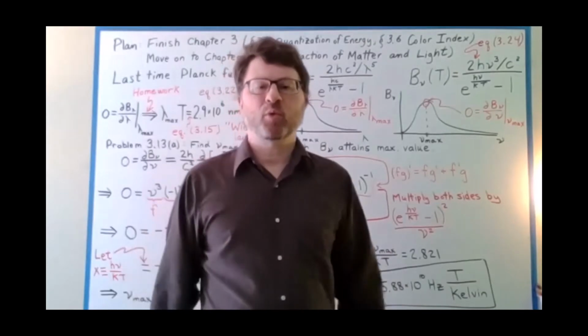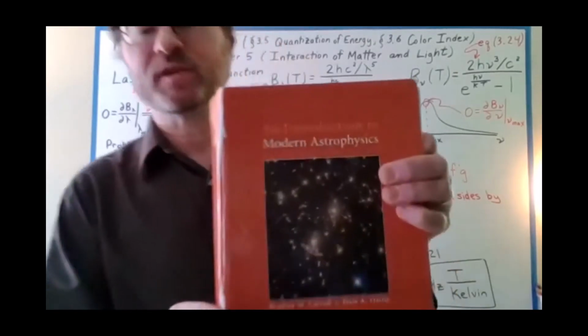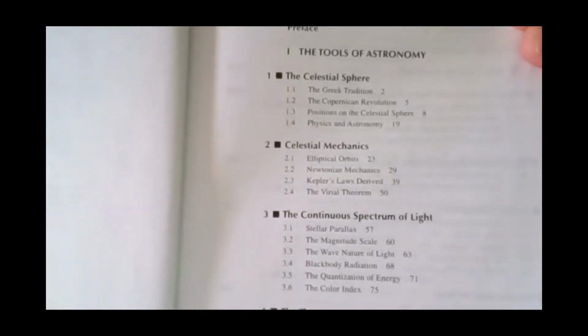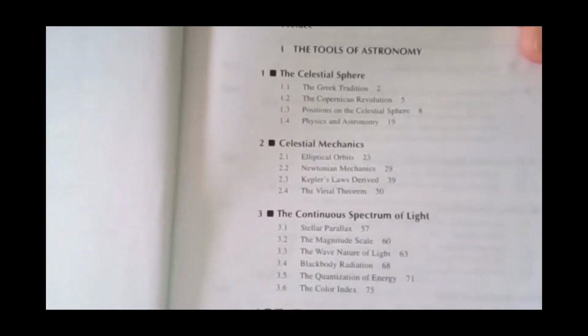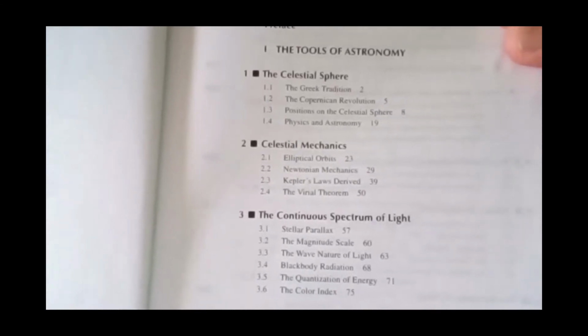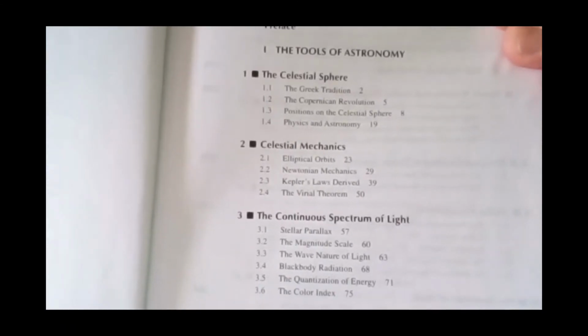You'll remember that we've been working our way through chapter three of this book. In particular, we were talking last time about the quantization of energy. That's section 3.5. And then we're going to continue with that and move on to section 3.6 on the color index.